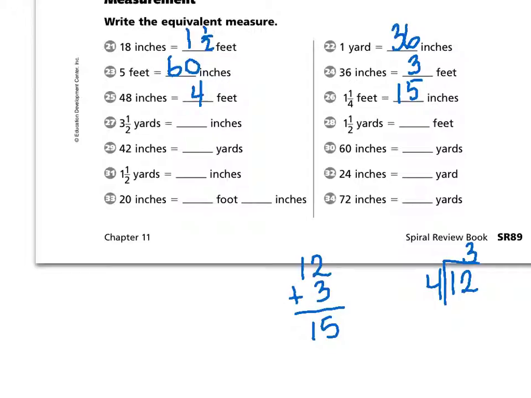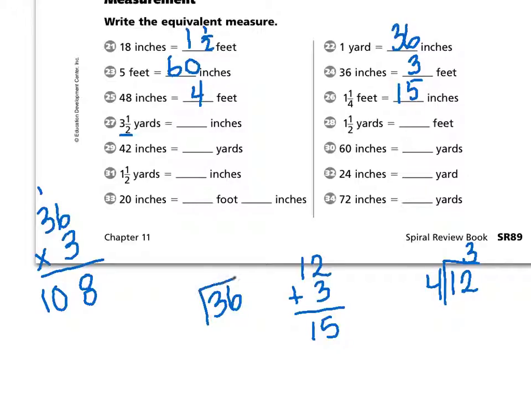3 1/2 yards equals how many inches? Well, I know that 3 yards, I would need to take 3 times 36, because in each yard there's 36 inches. 3 times 6 is going to be 18. Carry the 1. 3 times 3 is 9, plus 1 is going to be 10. So that'd be 108. But then I need half of the yard, which I know that 36, and I would divide that by 2, would be 18 inches. So I'd add that on to 108, and I would get 126 inches.